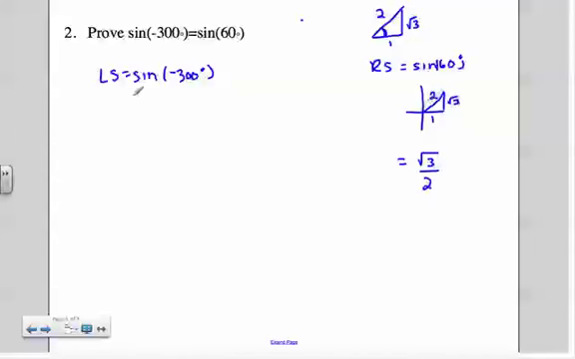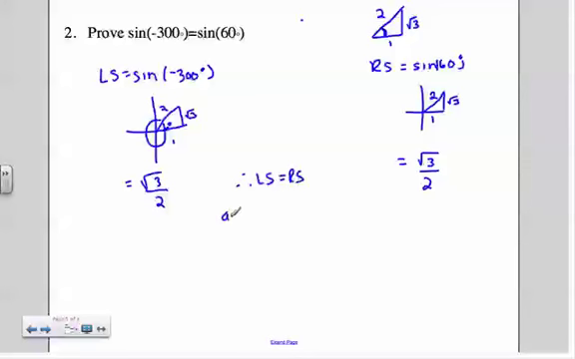Opposite over hypotenuse. Negative 300 degrees is going to wind up there. So that'll be 60 because negative 300 is 60 degrees short of a full backwards revolution. So 2, root 3, 1, nothing is negative, so that equals root 3 over 2. Therefore, left side is the same as the right side, and I've proven that the sine of negative 300 degrees is equal to the sine of 60 degrees.